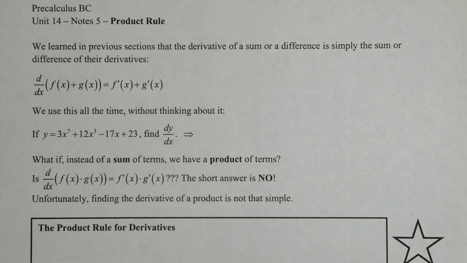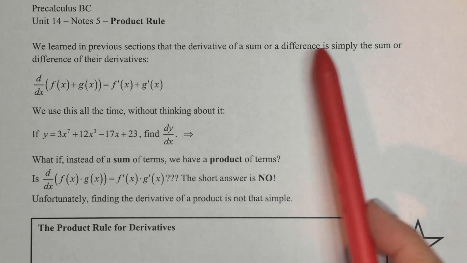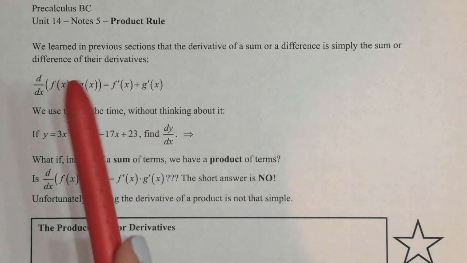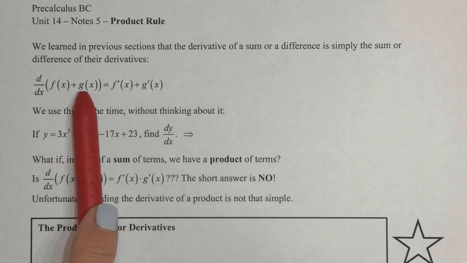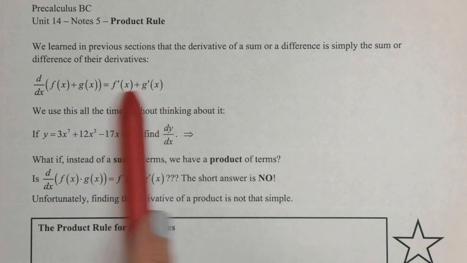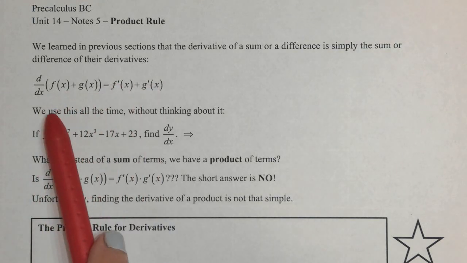Today we are going to be learning the product rule for derivatives. We learned in previous sections that the derivative of a sum or a difference is simply the sum or difference of the derivatives. We do this all the time. If you're adding two things together, you just take the derivative of each piece and add those together. Easy. We do it all the time.